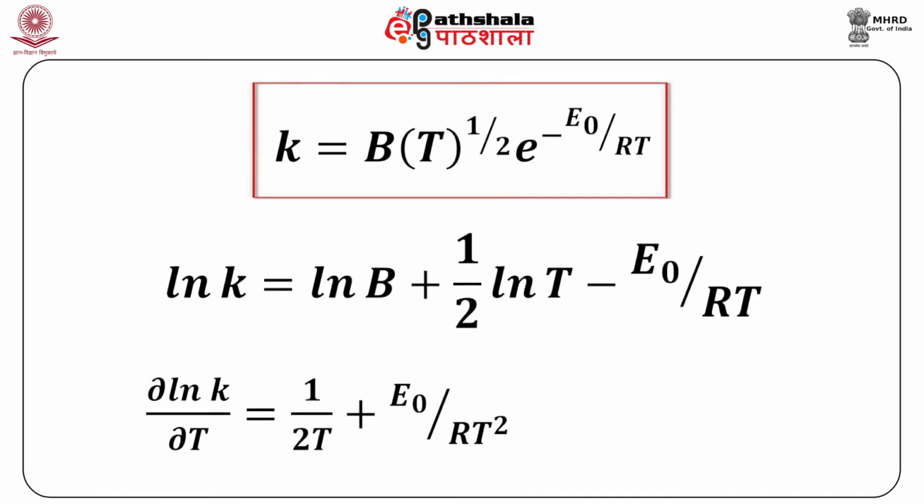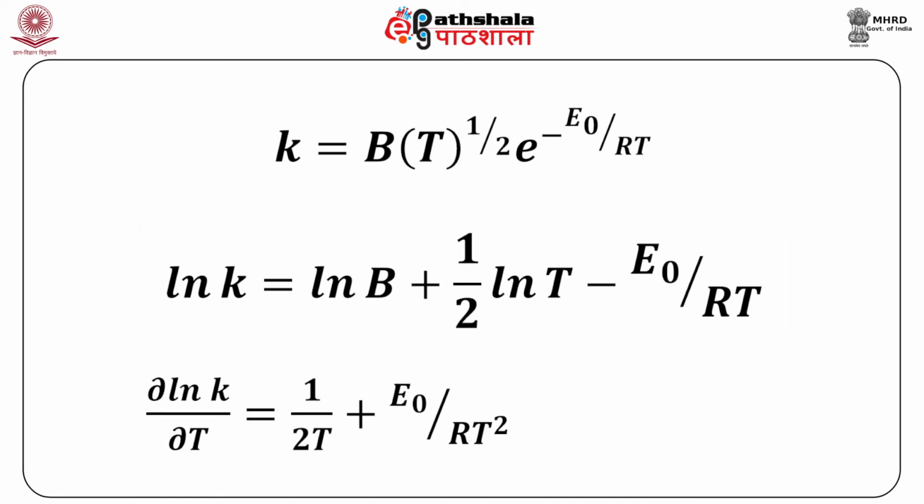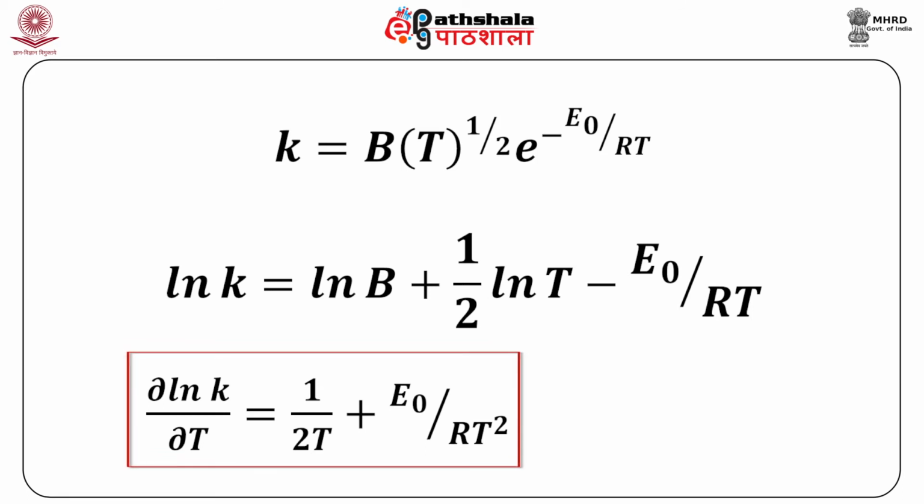Now, let us look at the collision theory expression. Again, if we apply logarithm to both the sides, we get the expression log K equals log B plus 1 by 2 log T minus E naught by RT. If we differentiate this expression with respect to temperature, we get del log K upon del T equals 1 upon 2T plus E naught by RT square.